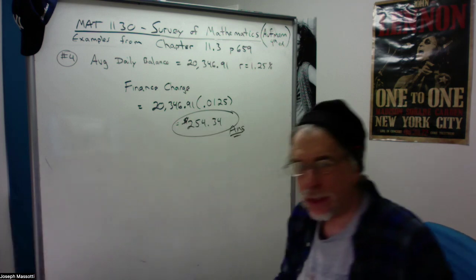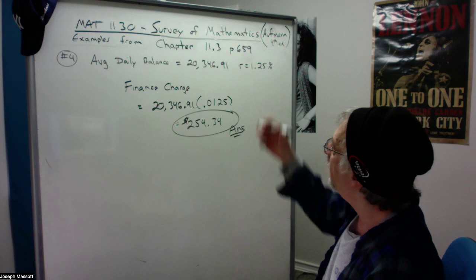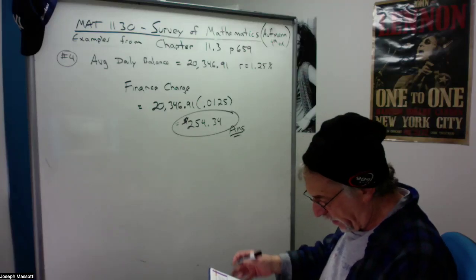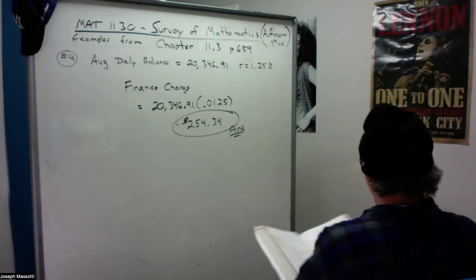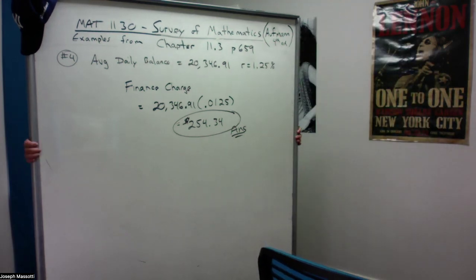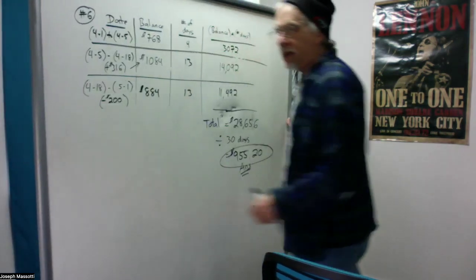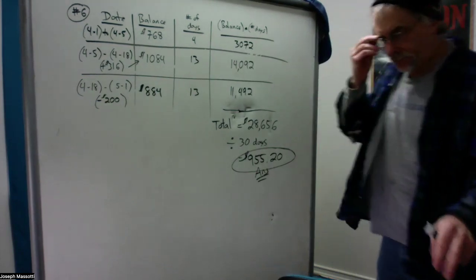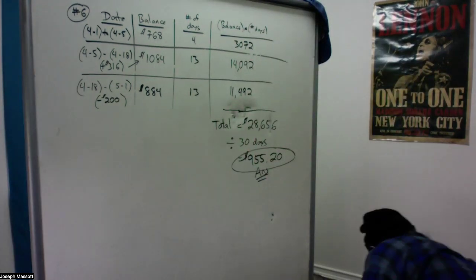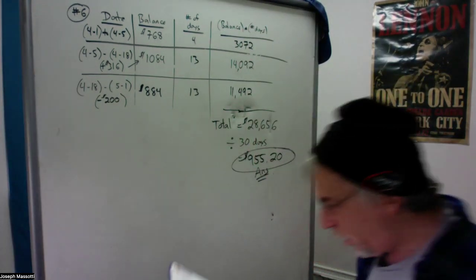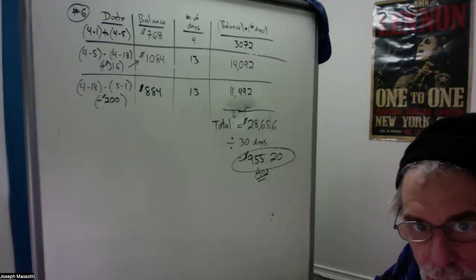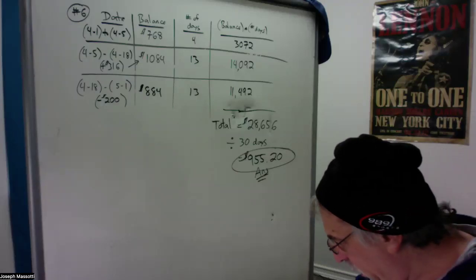All right, so that's how you calculate a finance charge. Very simple. Take the average daily balance, multiply it by the rate of interest, and you get your finance charge. Now, there are other average daily balance problems that are a little bit more involved, such as number 6, where they give you some information on a day-to-day basis for a month and ask you to come up with the average daily balance. So we're looking at number 6 here on page 659.